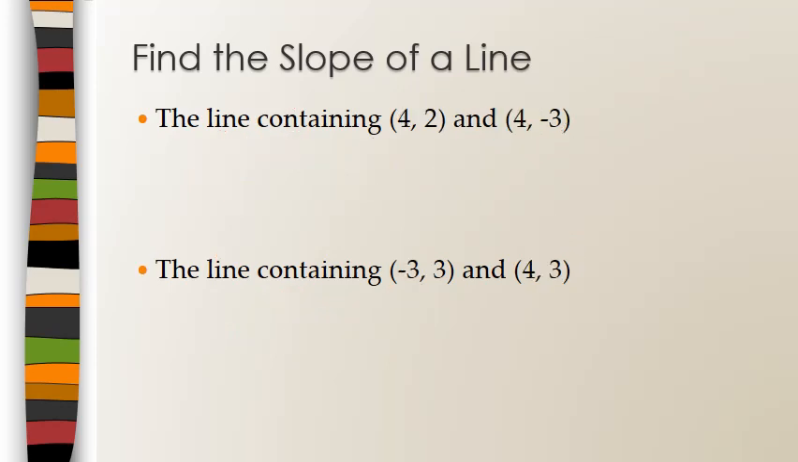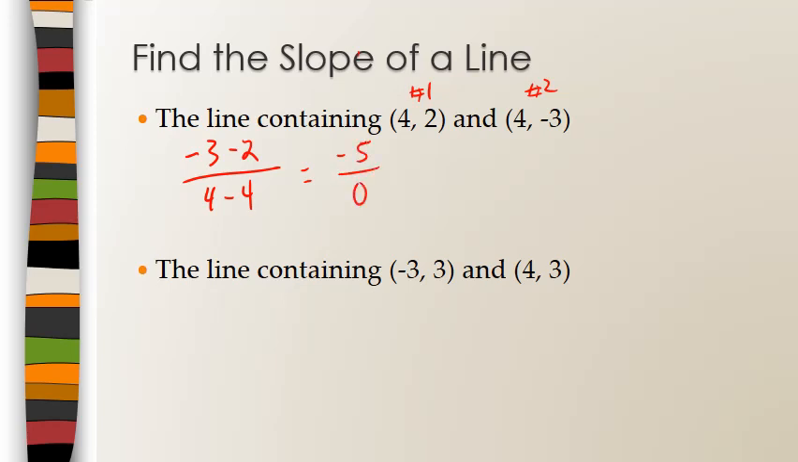All right, so here we got a line that contains the points (4, 2) and also (4, -3). Let's just set this up again. These are going to be my number 2s. These are going to be my number 1s. I read left to right, number 1, number 2. So I got negative 3 minus 2, y2 minus y1. Then I got x2 minus x1. Well, I got 4 minus 4. That's going to give me negative 5 over 0.